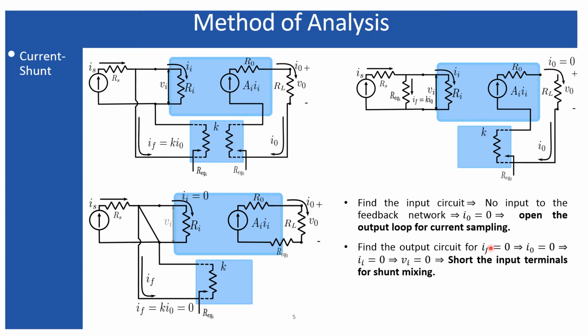And for shunt mixing, you have to short the input terminals to ensure that the feedback current will be equal to 0. And finally, the equivalent impedance looking from these two terminals, when you are considering I naught equal to 0. So I'm making I naught equal to 0, you have to find the equivalent impedance of this feedback network, or you have to find the exact place for the equivalent impedance of the feedback network looking from the output terminal of the feedback network.